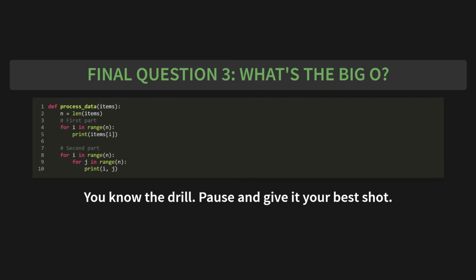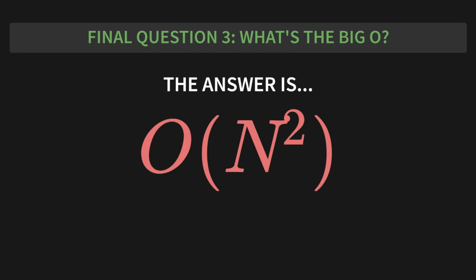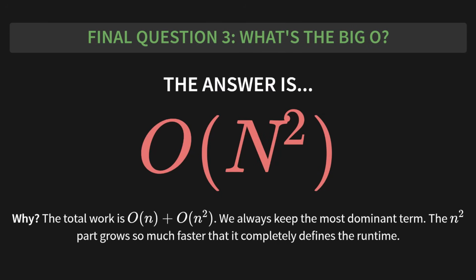The answer is O of n squared. Why? The total work is the first part, O of n, plus the second part, O of n squared. But remember our rule. We always keep the most dominant term. The n squared part grows so much faster that it completely defines the runtime for large inputs. The O of n part becomes totally insignificant.